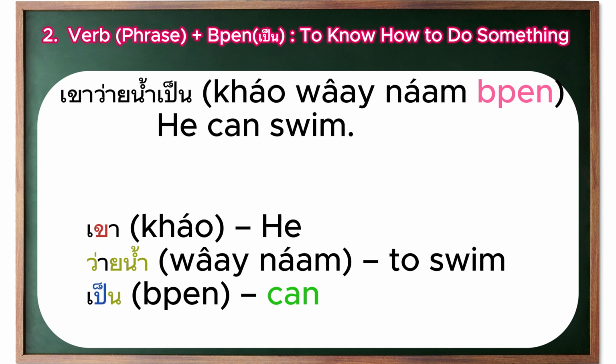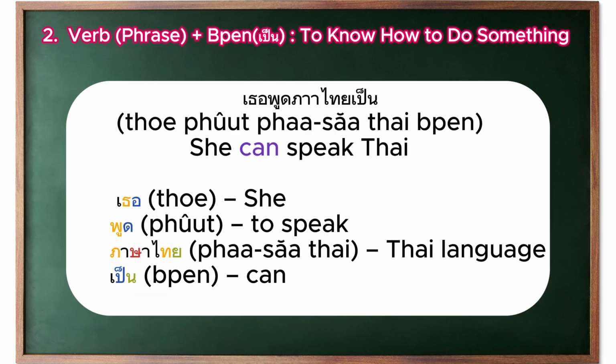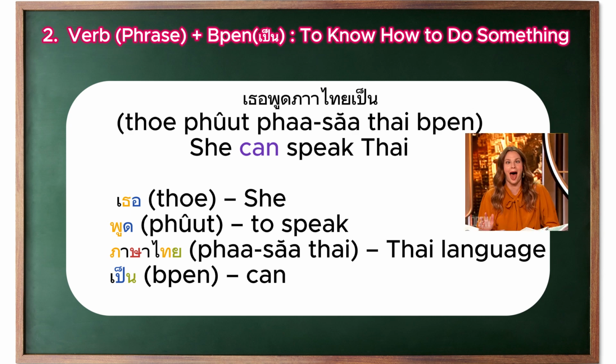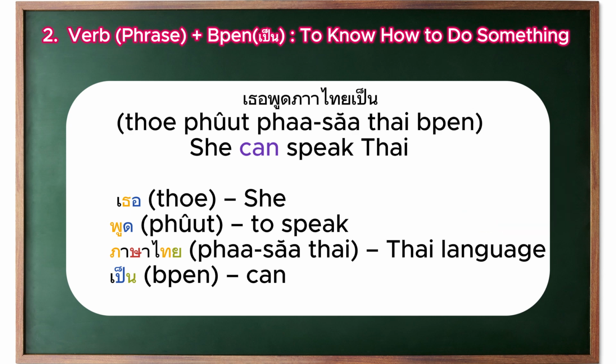For another example. เธอพูดภาษาไทยเป็น, She can speak Thai. เธอ, she. พูด, to speak. ภาษาไทย, Thai language.